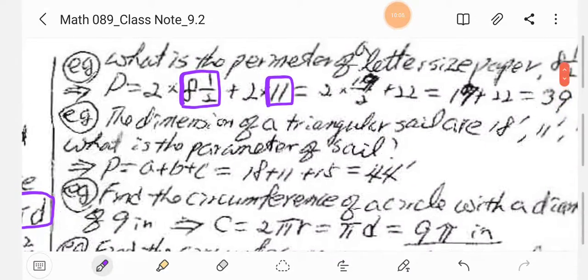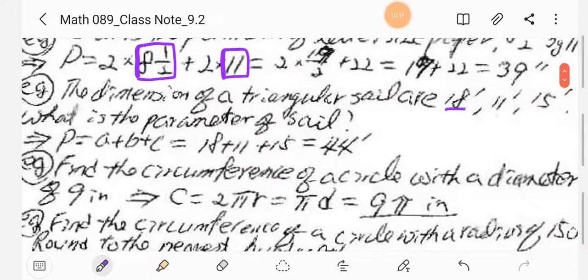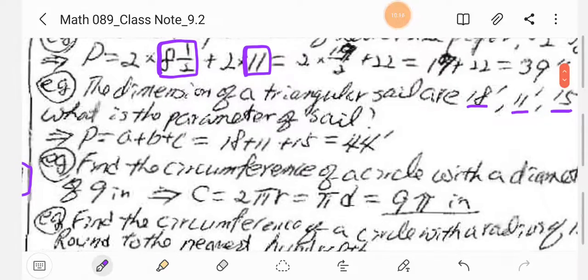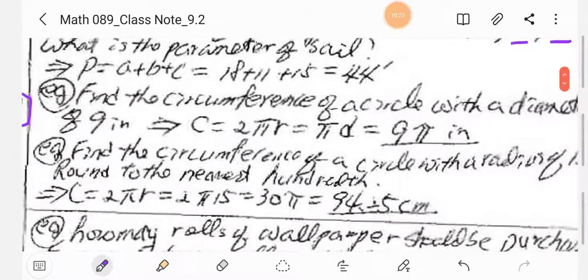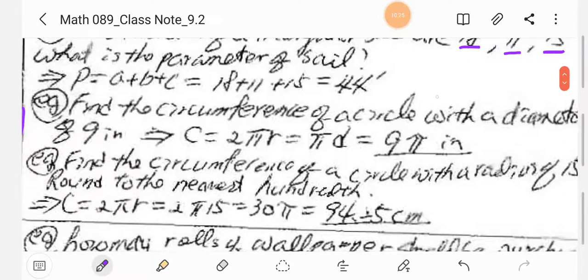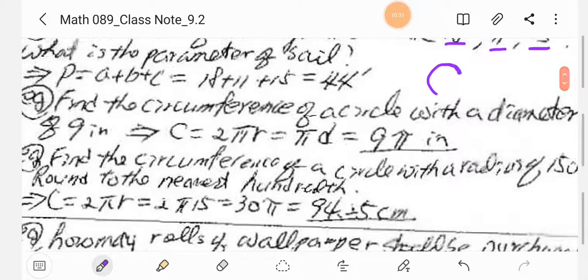And the dimensions of a triangle are 18 feet, 11 feet, and 15. Then the perimeter is what? Sum of all these three, right? So nothing special. A circumference of a circle with a diameter. So diameter is given. Then I can find the circumference, right? So diameter is 9 inches. So you can use circumference pi d. So pi times d, which is 9.